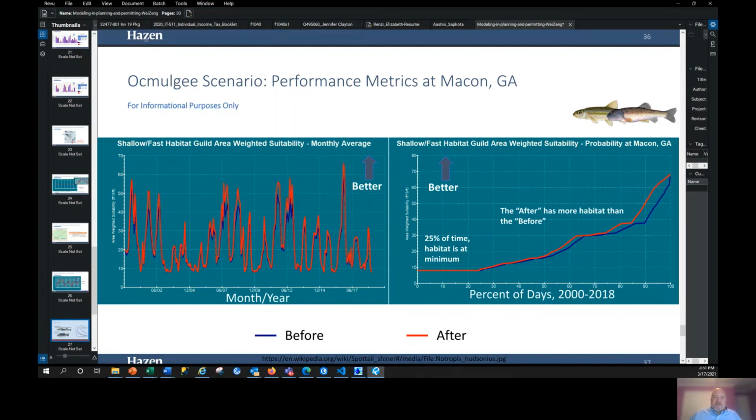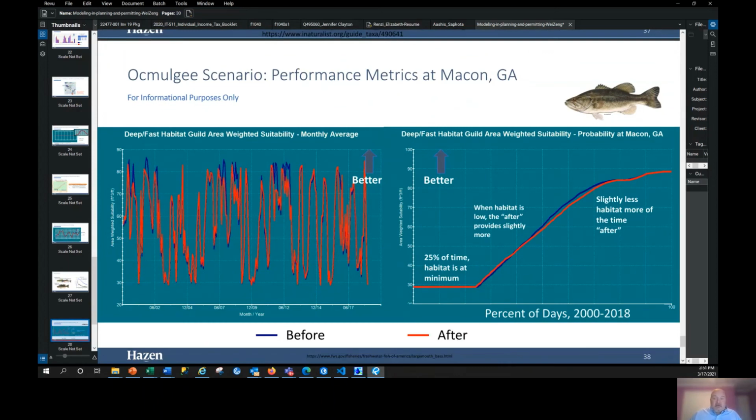In the example of shiner and chub, there's about 25% of the time where habitat is at a minimum, regardless of the presence of new demand. The other 75% of the time, the presence of the new demand actually increases the amount of habitat for these species, as reflected by the red line above the blue line, indicating that reduced flow from the upstream demand actually creates a better flow regime for these species.